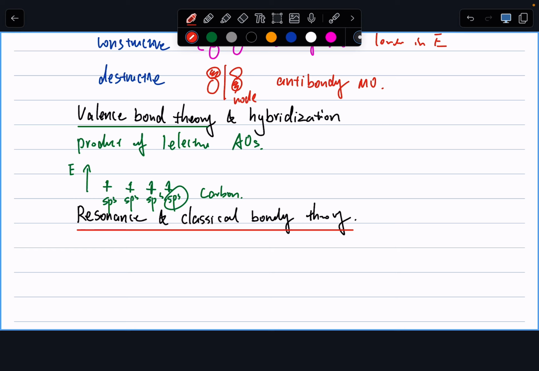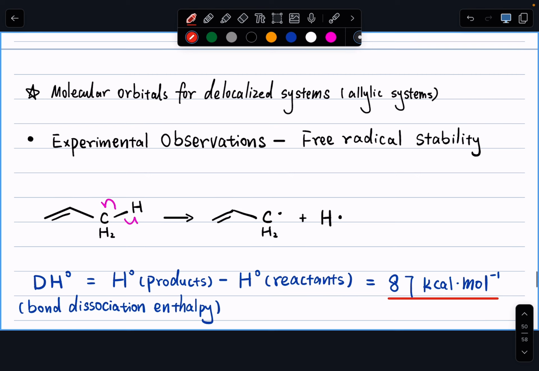Right. And today we're going to use the allylic system as an example to demonstrate how, in organic chemistry, we use all three of them together to understand reactivity. So let's get started and see if you get a better understanding of bonding in organic chemistry after today's lecture. The system of interest today is allylic systems.